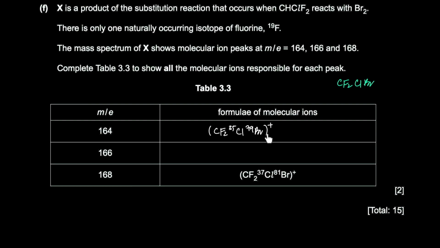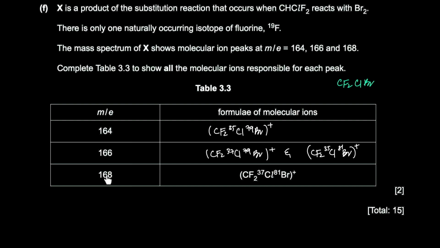Again, we have to show the 1 plus charge because they're asking for molecular ions. Again, it's the cations that show up in the mass spectrum. And then the peak at 166 could be due to two different ions. One possibility is if we had a CF2, a chlorine 37, so the heavier isotope of chlorine, and the lighter isotope of bromine, that would be Br 79. And the other possibility is if we had the lighter isotope of chlorine and the heavier isotope of bromine. Both of them would give you a peak at mass to charge ratio 166.